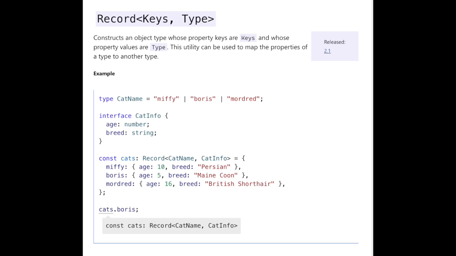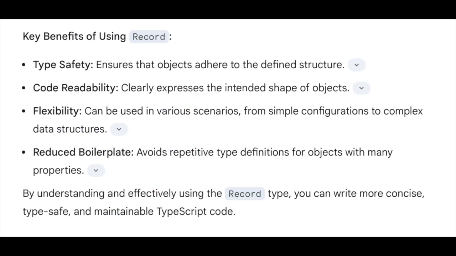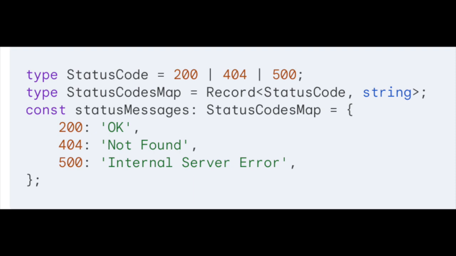And by the way, the record utility type, why would we want to use that? Key benefits of using record: type safety, code readability, flexibility, reduced boilerplate, right? By understanding and effectively using the record type, you can write more concise, type-safe, and maintainable TypeScript code. The record utility type really helps define the structure of the object. It takes in the keys and the types, so the status codes, for example, are either 200, 404, or 500 in the record here.